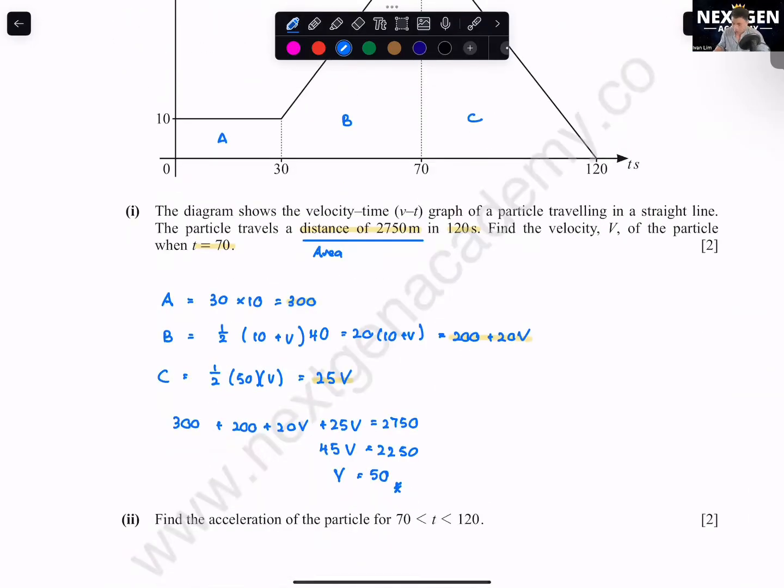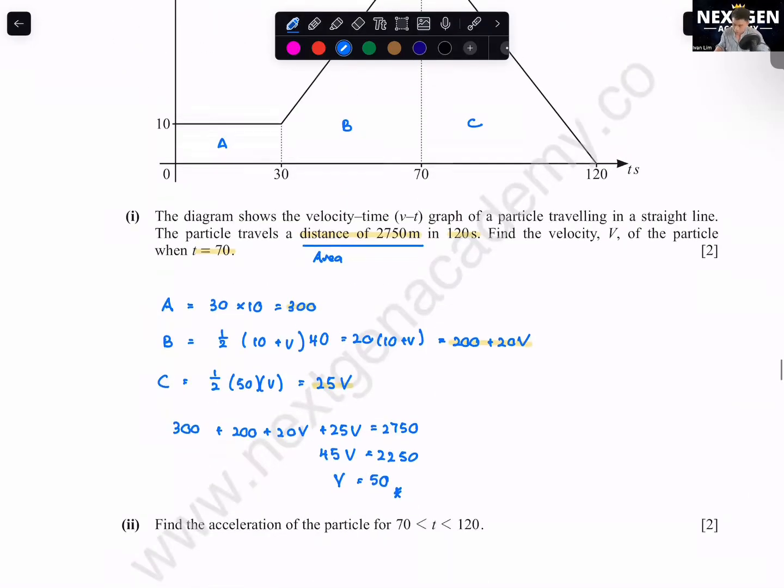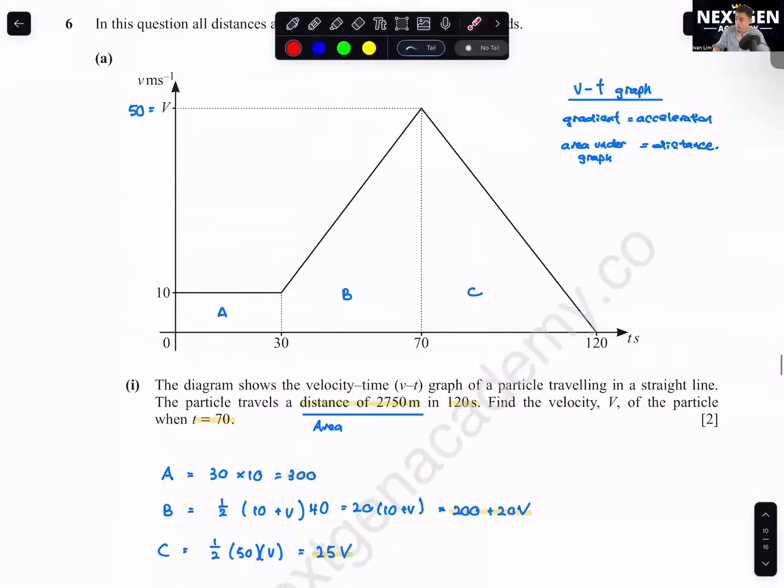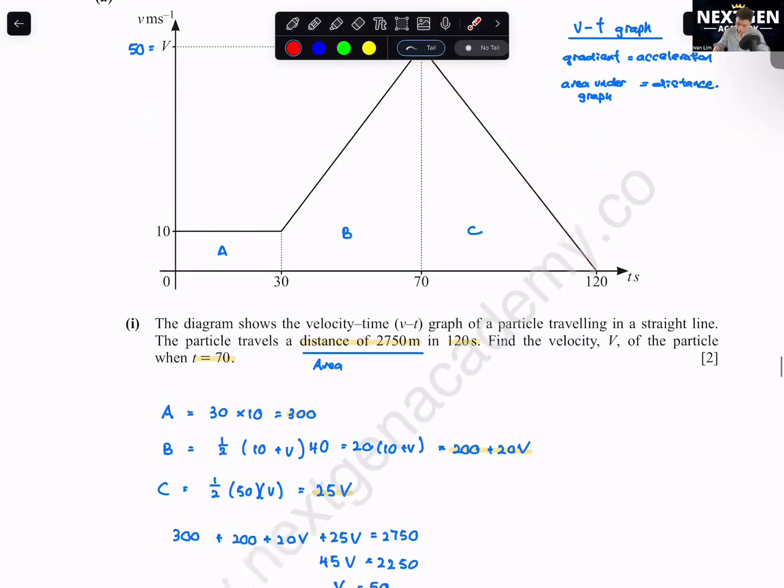Acceleration of the particle for 70 to 120 seconds. So this part here going down. Okay, I want you all to take note of the language. They say the acceleration. This is decelerating, right? Okay, so what is the symbol that we need to get? Is it positive or negative? Because this is going down. Negative. So the language here, they like to trick you on.